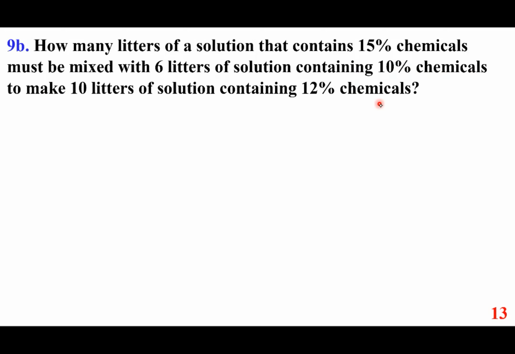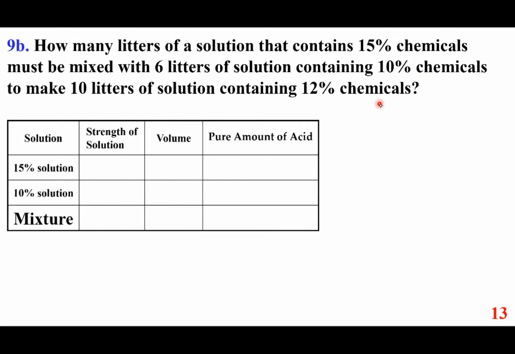A mixture problem, you must always make up a table. So what are we mixing? We are mixing 15% and 10%. So that's 0.15, that's 0.1. To get a mixture, which is 12% or 0.12. By the way, we have 6 liters of 10%. 10% is 0.1. And the mixture will be 12%.